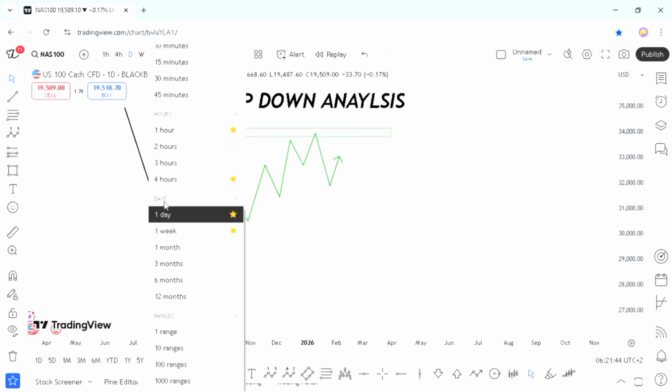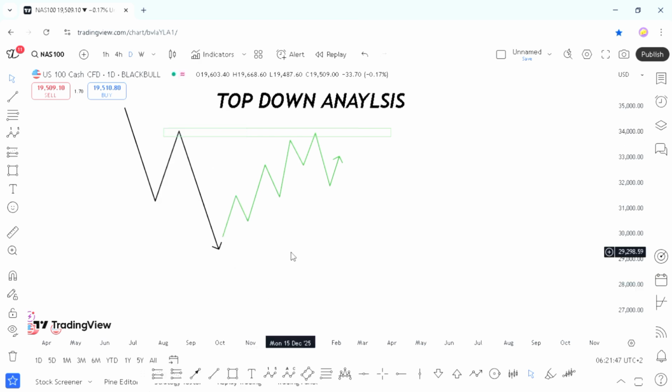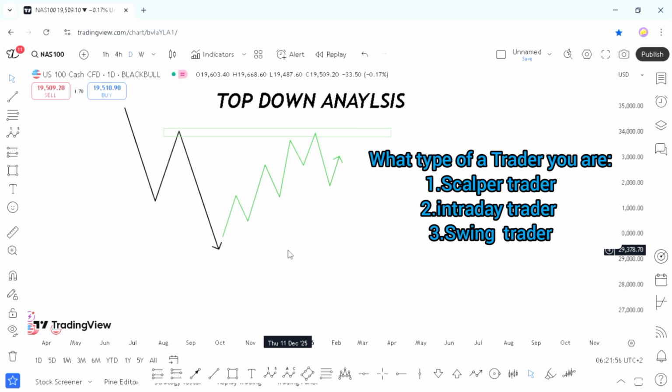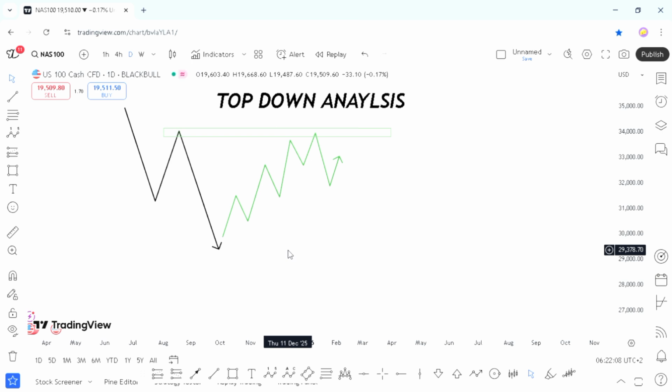And so firstly, as a trader, you need to understand the different time frames. Once you understand them, the next thing you need to understand is what type of trader you are. You need to understand if you are a scalper, or if you are an intraday trader, or if you are a swing trader. If you are a scalper, you'll only be looking to place trades within a few minutes and you are out of the market. You have no business with the monthly time frame.